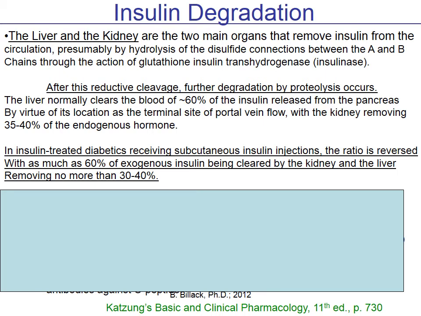ACE meaning enzyme that cleaves what? Cleaves insulin. So we have insulinase in liver and kidney. Once that insulinase hydrolyzes the disulfide bonds, there's a further degradation by proteolysis. The liver normally clears the blood of about 60% of the insulin that's released from the pancreas. The kidney removes the rest.